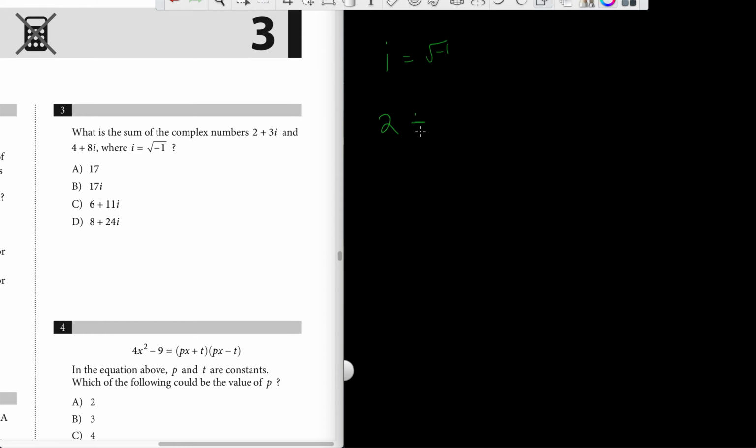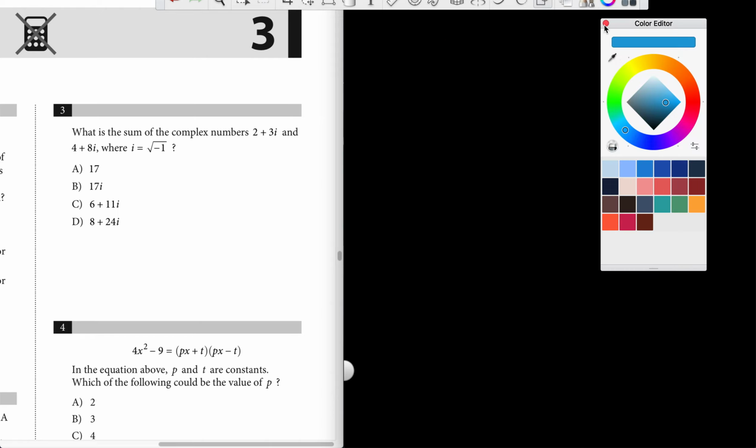So we have 2 plus 3i plus 4 plus 8i. So we combine like terms here, so 2 and 4, that's 6. And then 3i and 8i, that's 11i. So 6 plus 11i, which is C. Alright, I'm getting tired of this color. Let me switch it up.